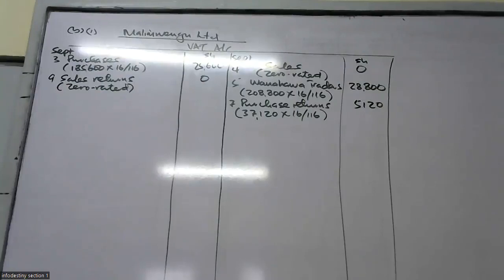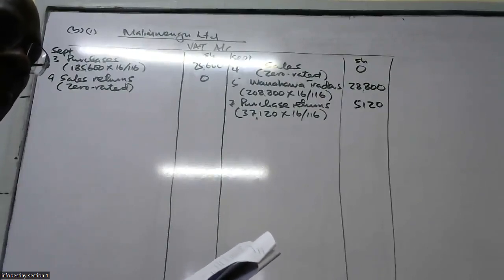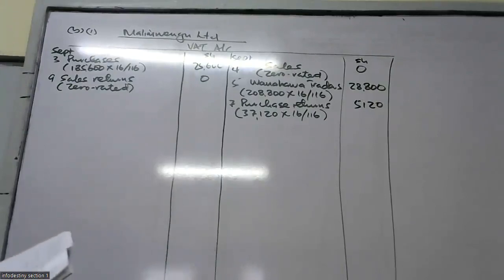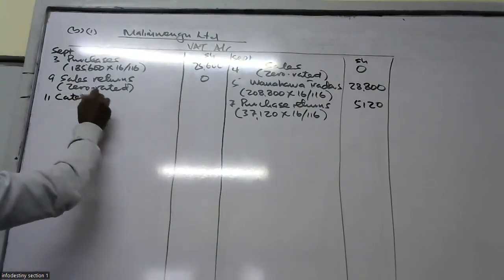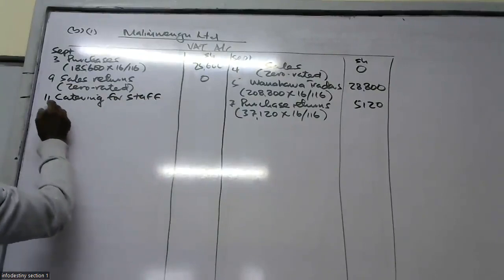September 11, catering for staff, 92,000. Now this is different from restaurant and catering services. This is cost incurred within the company, maybe supplying the staff with food. This is different from the catering and restaurants we're talking about. This is not a restaurant cost. So these were meals provided to staff. So the cost of meals to staff is 92,000.